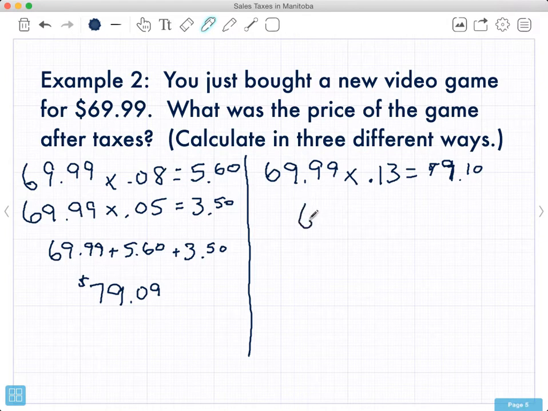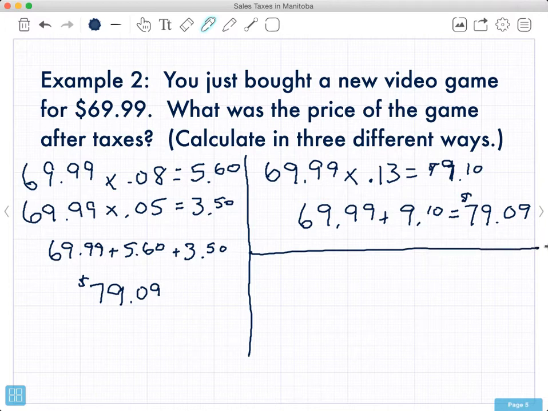So when we take the $69.99 plus the $9.10 combined, that makes $79.09. It's not legal to calculate taxes that way if you own a store, but for math class, since we're going to be calculating taxes a lot, it's a nice little time saver.